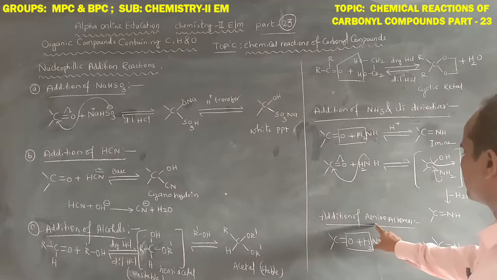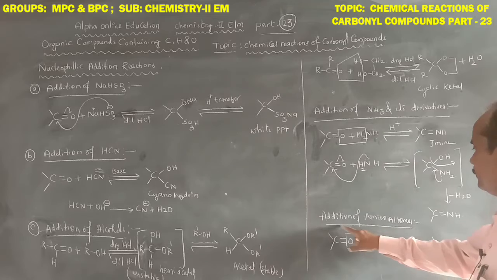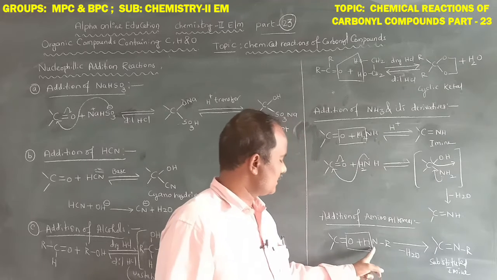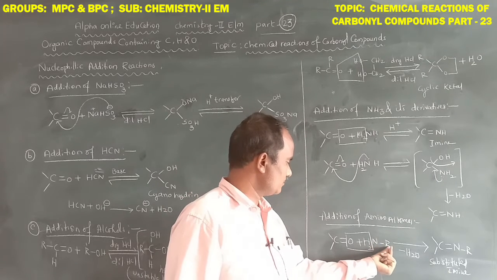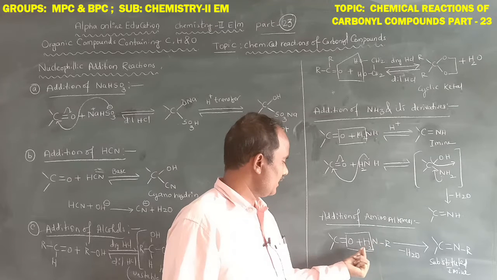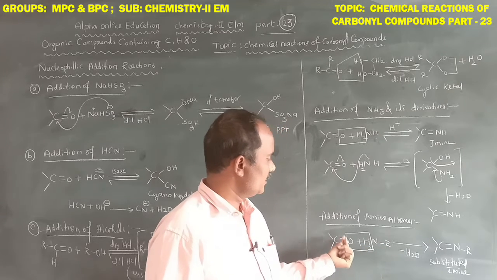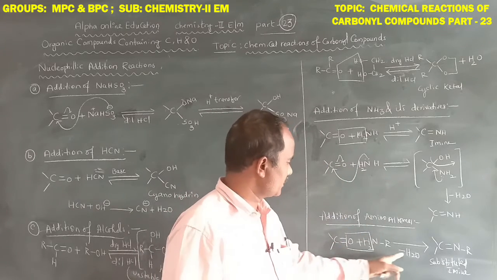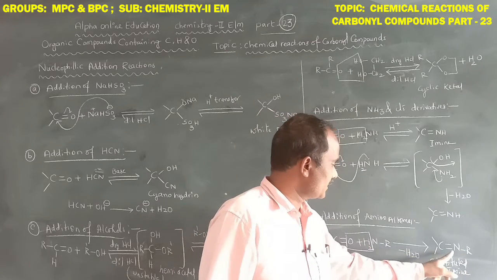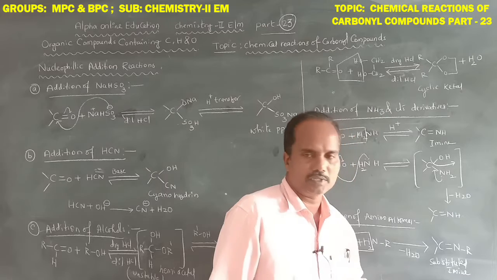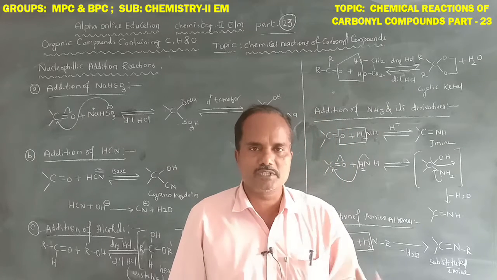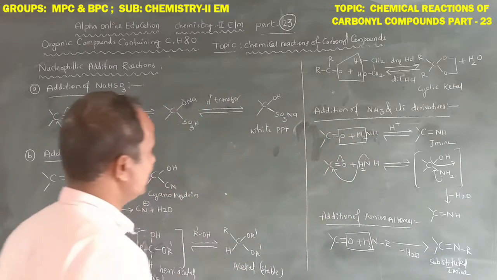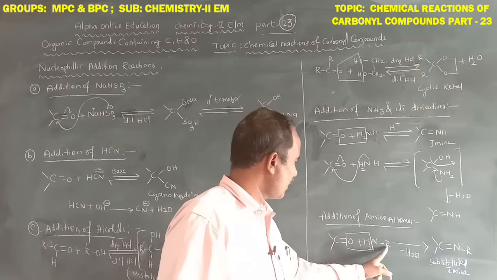Let's take another example for the ammonia derivative, that is addition of amino alkanes. Here alkyl is substituted, RNH2, alkyl amine. When it is treated with a carbonyl compound in presence of acidic medium, removal of water molecule takes place. As a result, substituted imine is formed. Substituted imines are called Schiff's bases. So this is about addition of alkyl amine.